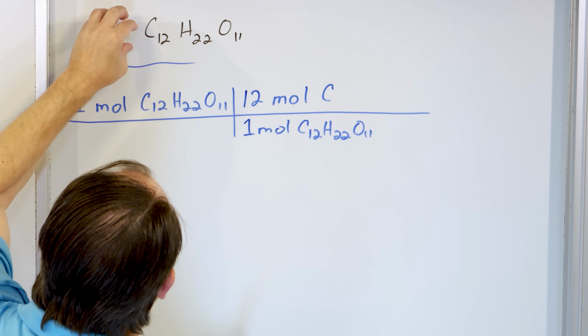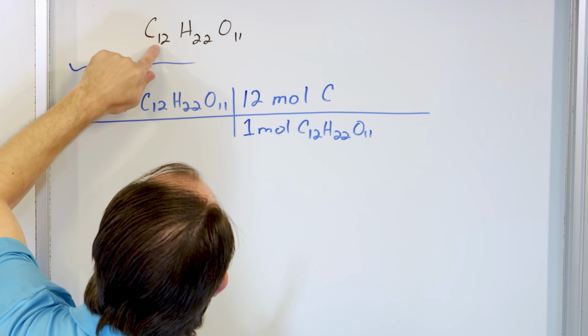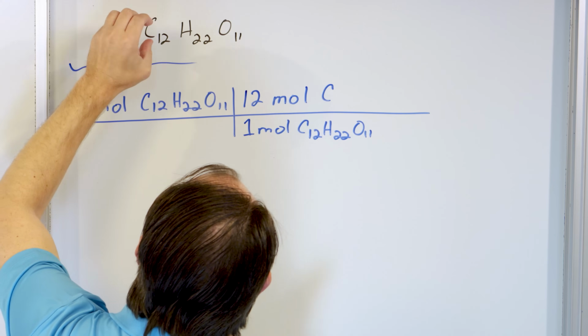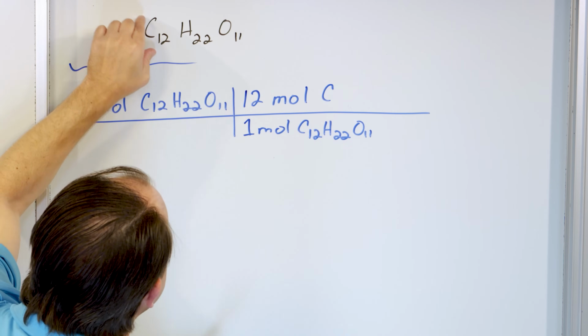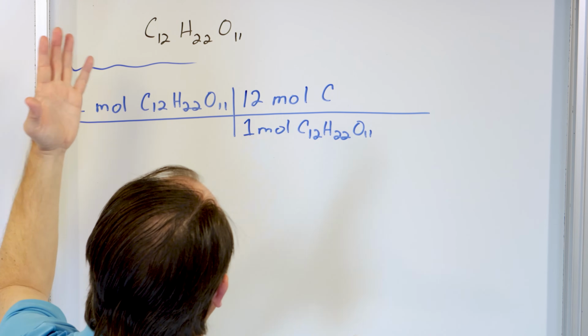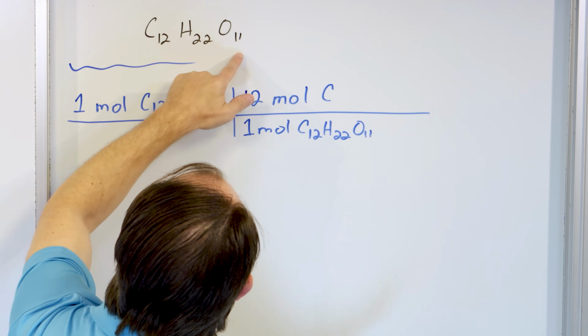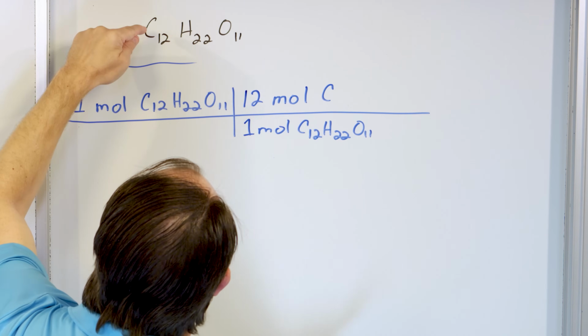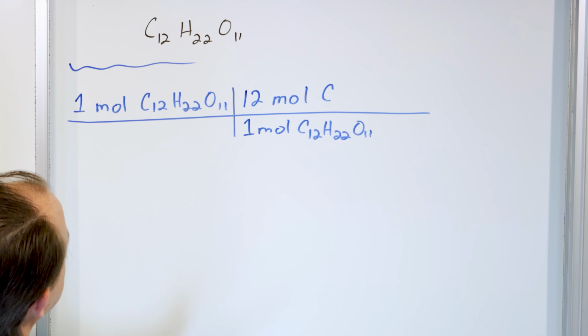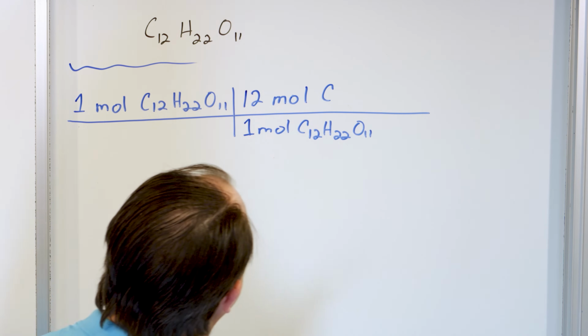So if I multiply and I have 1 mole of these groupings, I must have 12 times the amount of actual individual carbon atoms. Another way of looking at it: if I have 1 dozen of these, then I would have 12 times that in the number of carbons. It's the same thing, it's just that dozen is replaced by the word mole.